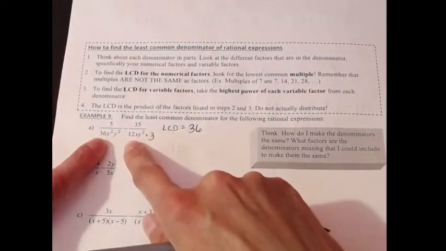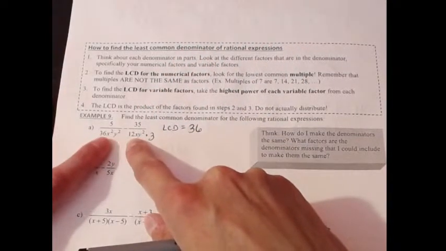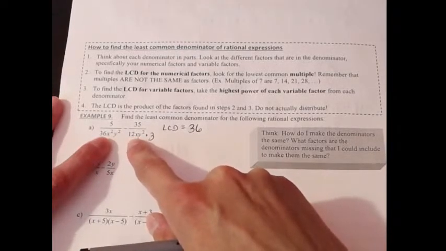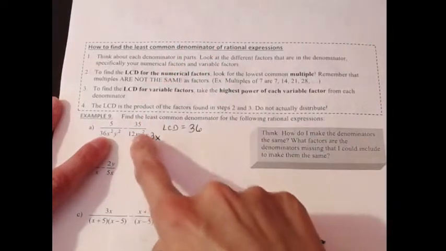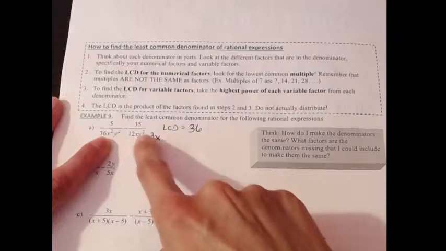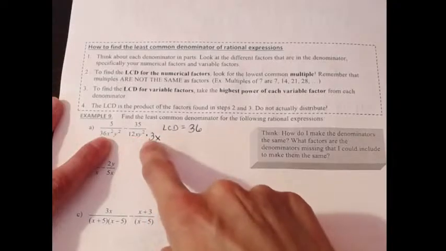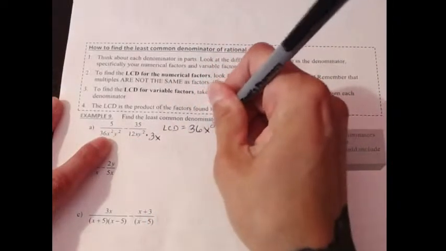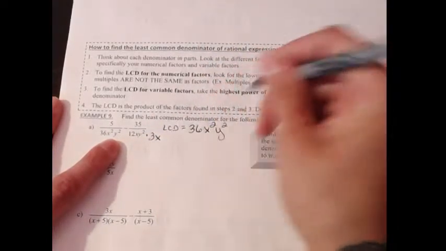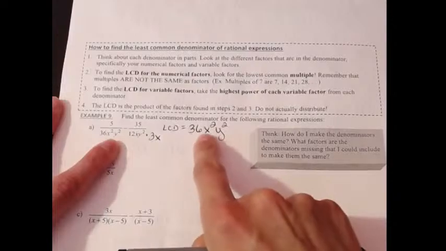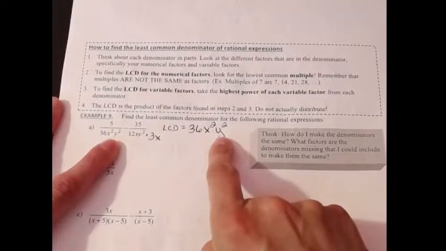Next, let's compare the x's. Notice I have 2 factors of x in my first denominator, but only 1 factor of x in my second denominator. If I introduce another x, then suddenly my second denominator also has an x squared. So x squared is looking great. Lastly, both of my denominators have y squared, which means my LCD is simply 36x squared y squared.